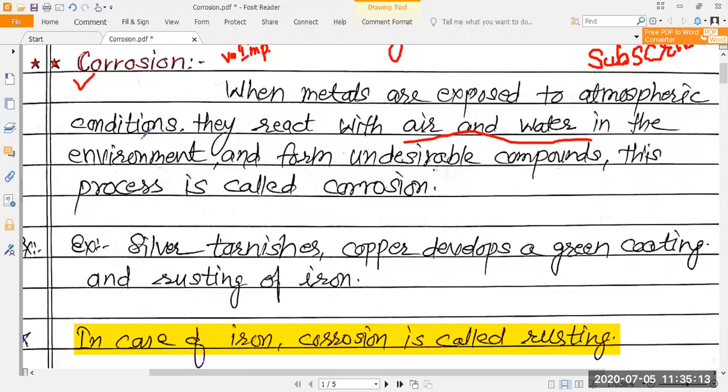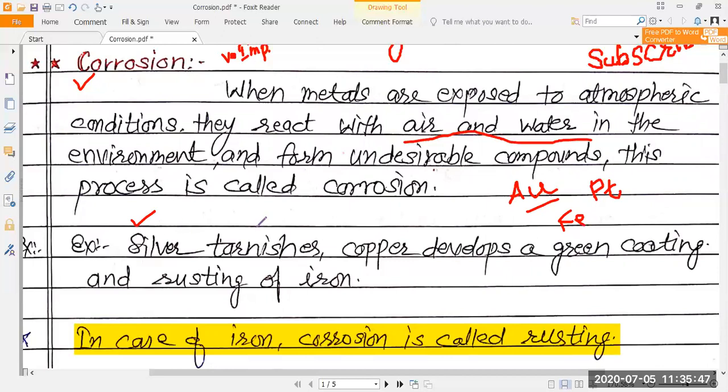Almost all metals corrode, but the metals which are very reactive corrode more, and the metals which are least active, for example aurum, do not corrode. Similarly, platinum does not corrode because they are not active metals. So active metals like iron, copper, aluminum, silver, all corrode. These are the simple examples.